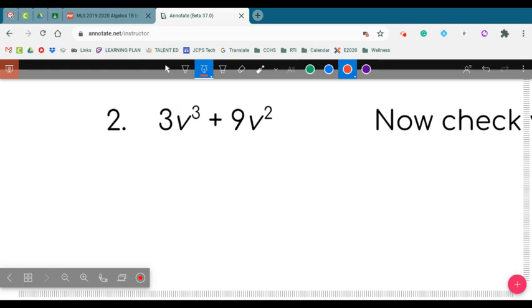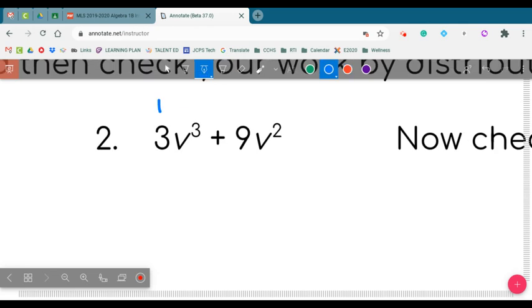Now the next one, look at our coefficients. What can we divide 3 and 9 by? We can take 3 out of both of them, so we're going to pull out a 3. Then we have v to the third and v to the second, so we have 3 v's and 2 v's. So there's only 2 pairs that match.